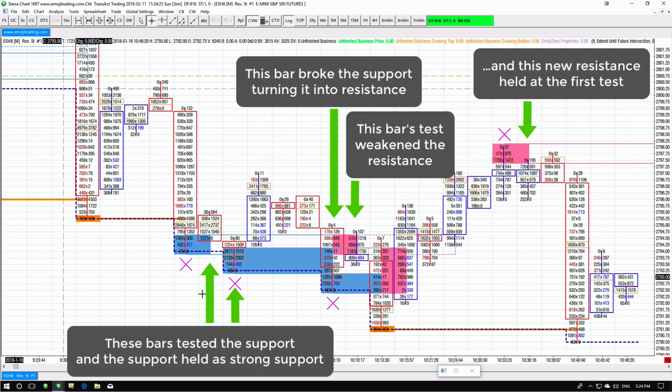If we have a support level that's been tested and it's broken, it's now likely to change role from support to resistance, and we mark this as broken support, in other words resistance. And we indicate this as a solid zone in the opposite colour.